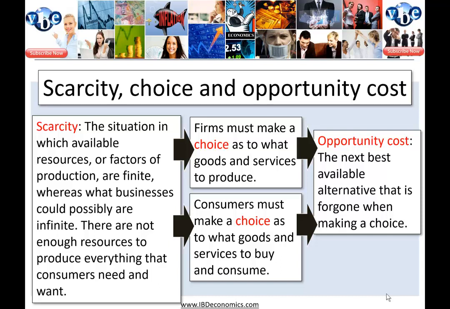And consumers need to make a choice as well as to what goods and services they are going to buy and consume. And again, as soon as they make a choice, there's an opportunity cost. I go to the supermarket, I buy an apple, perhaps the opportunity cost is the consumption of the orange. I have foregone consumption of the orange when I made the choice to consume an apple.